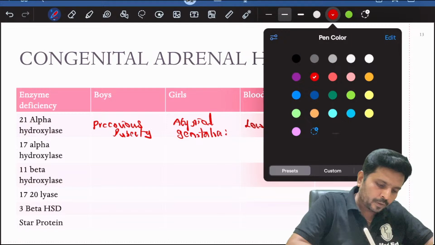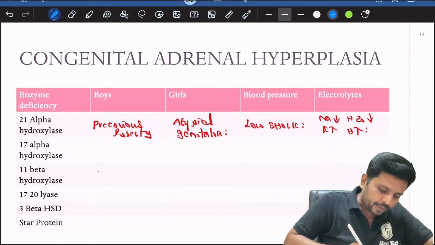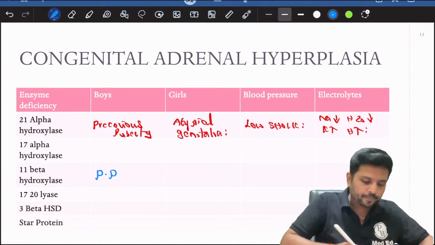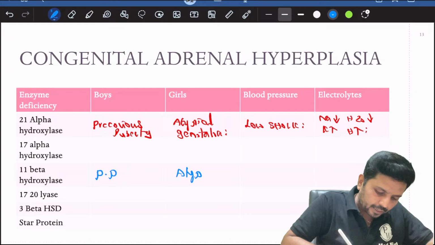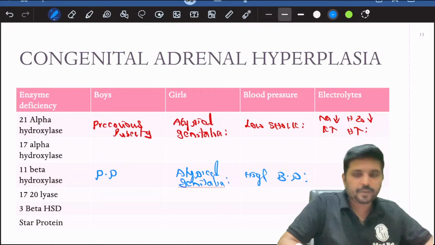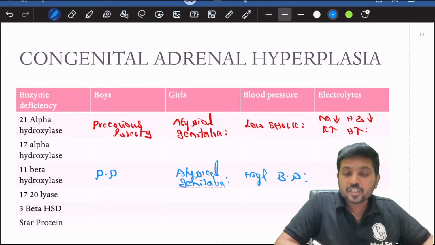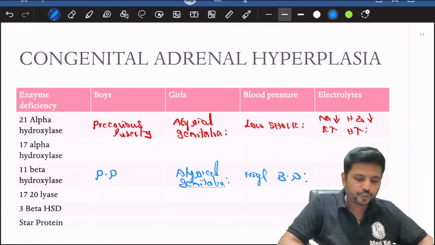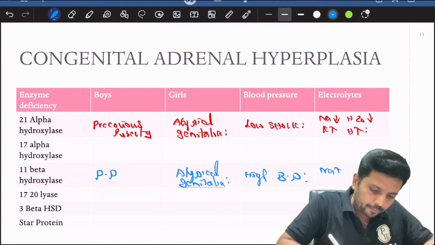Okay, the second one is 11 beta. In 11 beta also you will get precocious puberty in boys and atypical genitalia in girls, but here instead of low blood pressure you will get high blood pressure, because of 11-deoxycorticosterone, which functions as your aldosterone. So what will happen here? Sodium will be high, water will be high, whereas potassium will be low, H plus will be low.